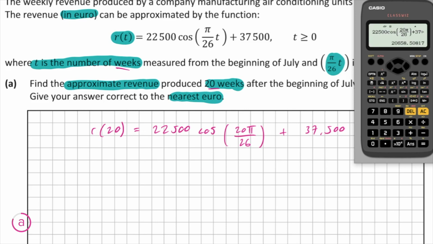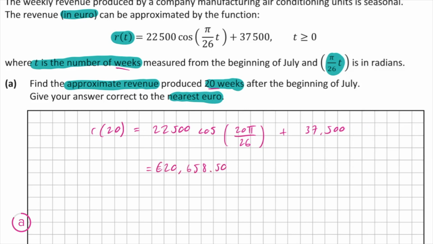is 20,658.50. But of course, we're asked to round this off to the nearest euro. So we have 20,659 euro. So that's our approximate revenue produced 20 weeks after the beginning of July. And for getting that out, you're going to get 10 marks.